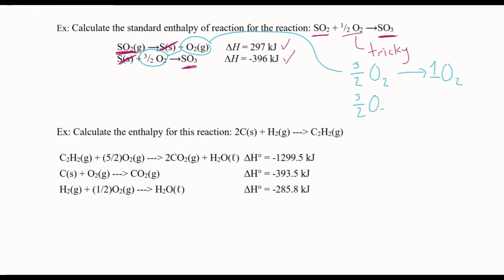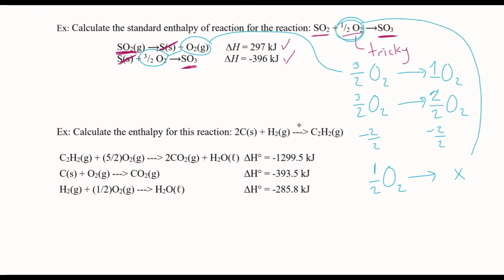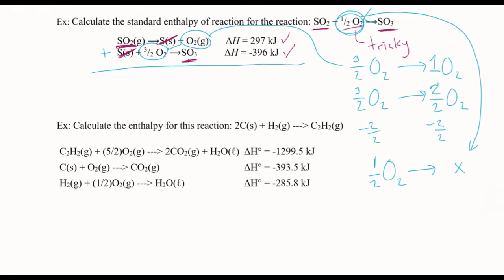So what that means is 3 over 2 oxygens on the left, and 1 is really 2 over 2, so it's good to think about it like that. If I cancel out 1 oxygen on both sides, it's essentially the same as subtracting 2 over 2. What we're going to end up with is 1/2 oxygen on the left and nothing on the right side, which is what we want. So that is good. Honestly, if you just do everything else, the oxygens will just work themselves out.